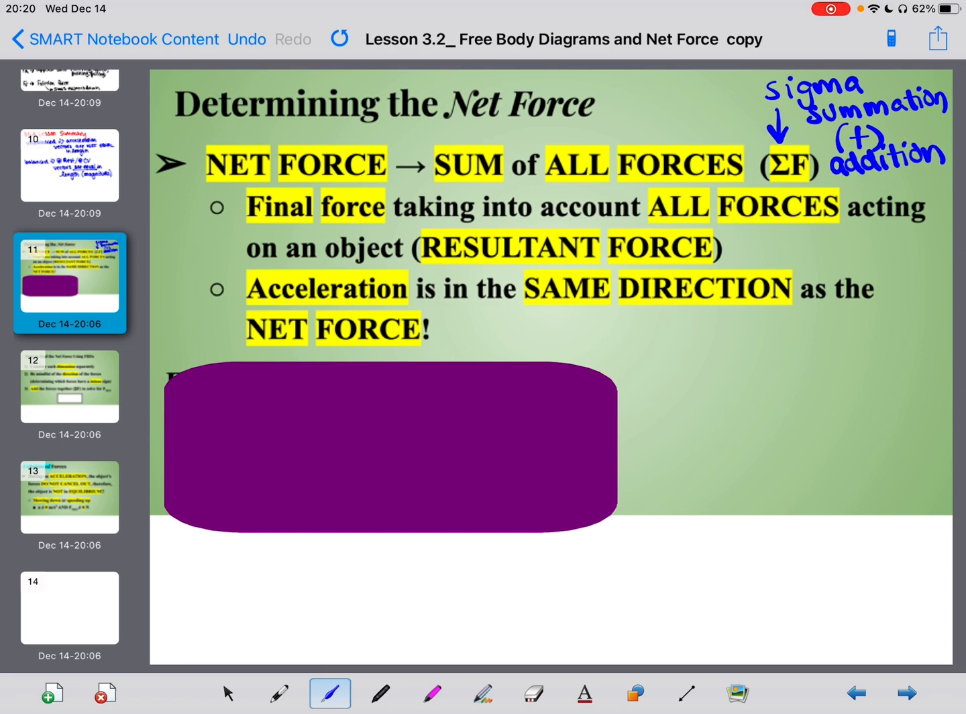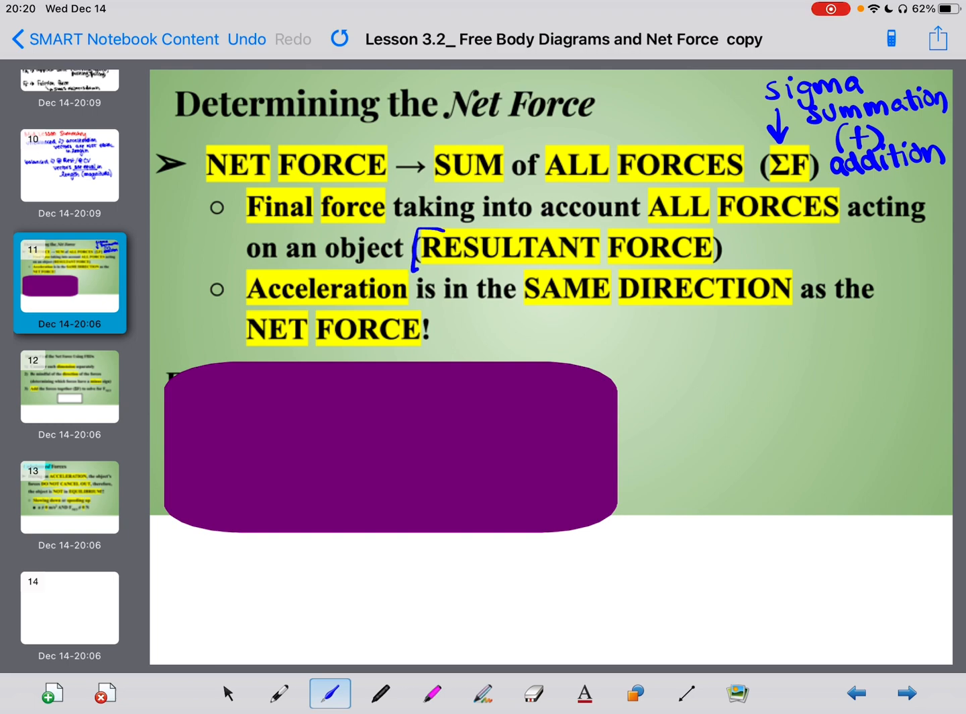But we have to be mindful. We have 2 dimensions, okay? We have horizontal and vertical, so we add the vertical together in a separate computation, and then we add the horizontal together in its own computation. We never mix and match. We don't add vertical and horizontal at the same time. We only keep vertical with vertical and horizontal with horizontal. Okay, so essentially we say that the net force is just the final force after we take into account all the forces acting on the object.